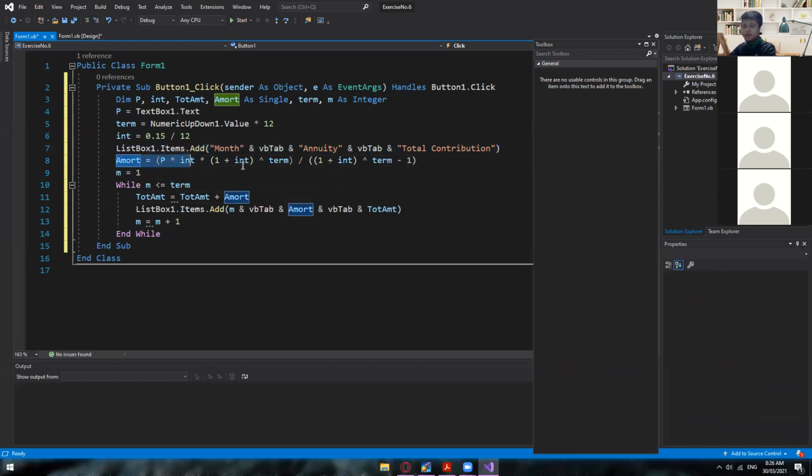And here's the computation for the monthly amortization. So we've just simply followed the formula.